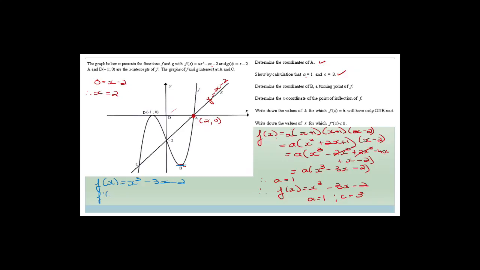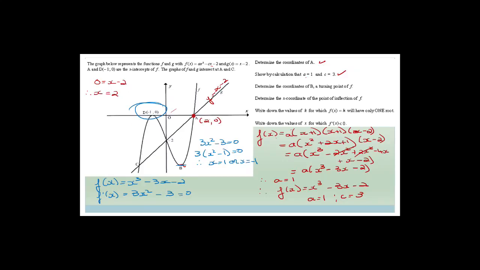So f dashed of x is equal to 3x squared minus 3. And we're going to let this equal 0. So if we let that equal 0, we've got 3x squared minus 3 equals 0. We can take out a common factor of 3. We're left with x squared minus 1 equals 0. Then do you agree that x equals 1 or x is equal to minus 1?